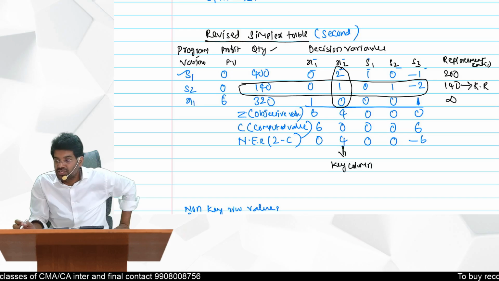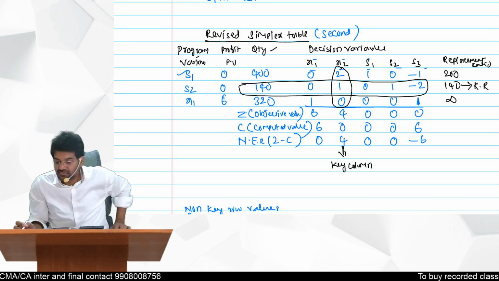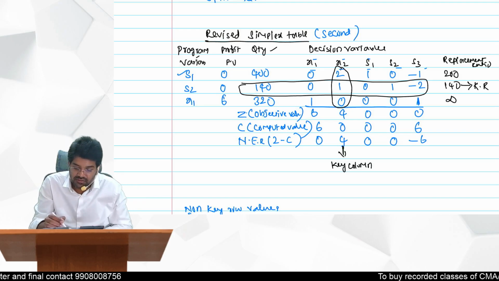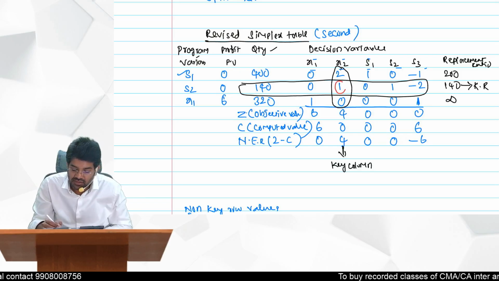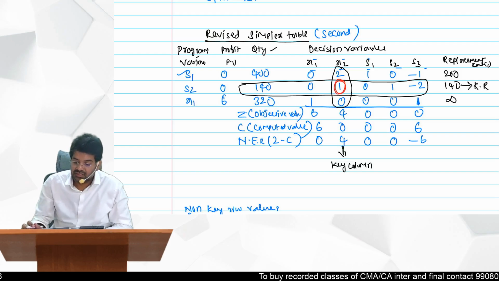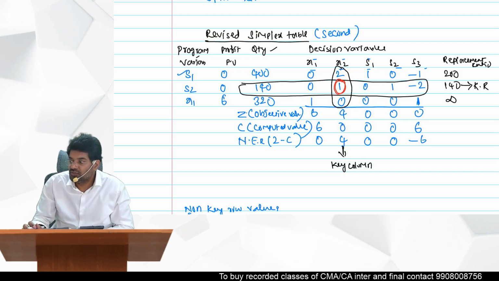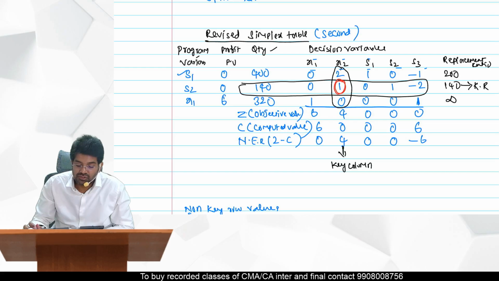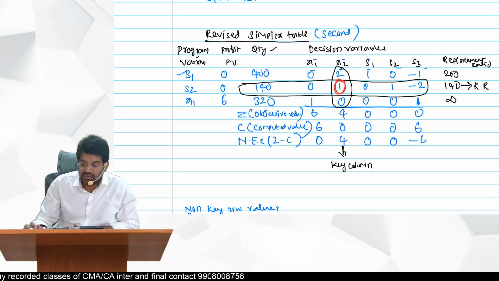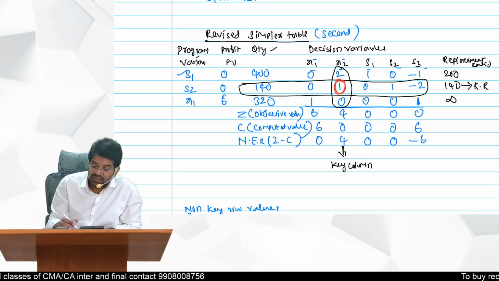So what is the junction element here? The junction element is this one, the pivot element. So now we have decided which one we should replace. S2 we should replace with X2.